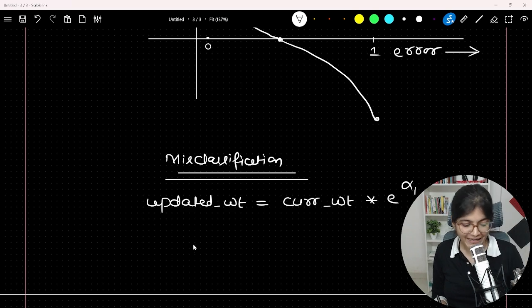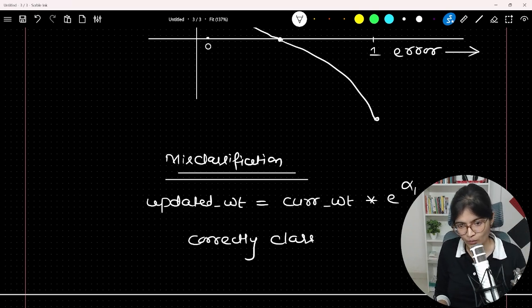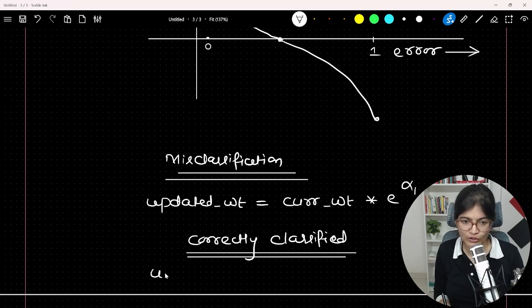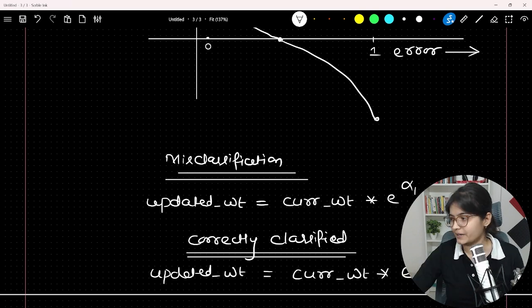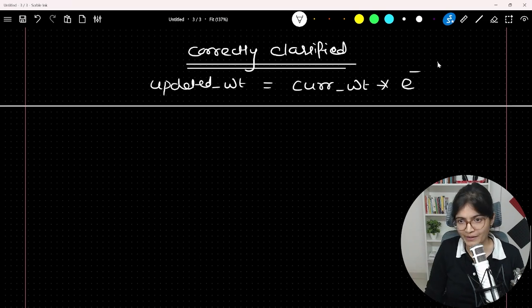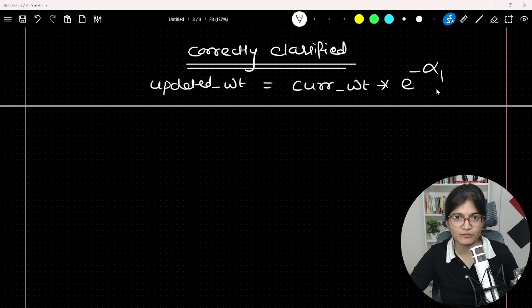And at any point of time, whenever your model has classified correctly, you are trying to decrease the value from the original weight. So your updated weight will be the current weight multiplied with e to the power negative of alpha 1. Let me go up so that you will be able to see what I'm writing on the screen.